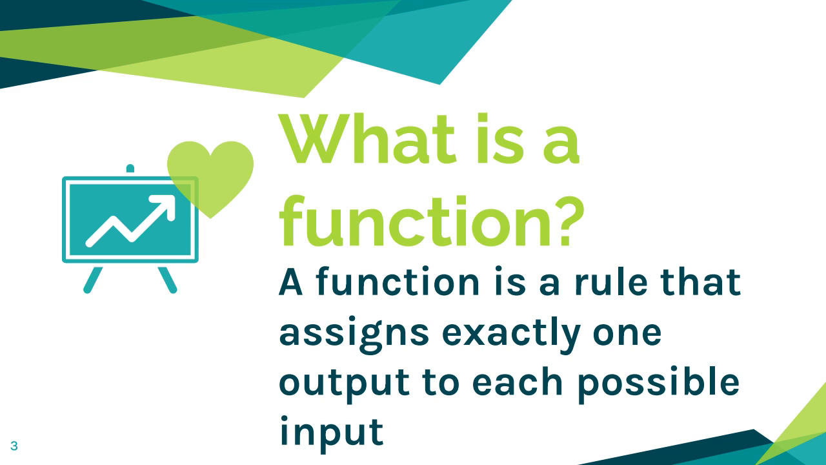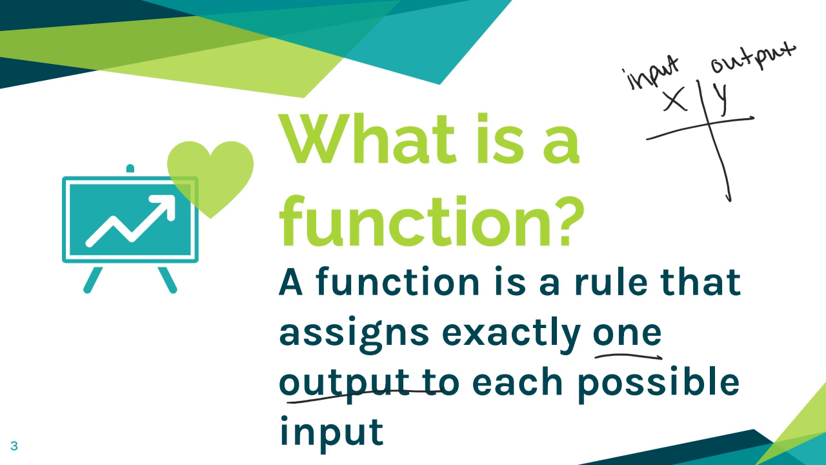A function is a rule that says that there's exactly one output for each possible input. So if you remember X and Y tables, X would be our input and Y would be our output. So for every input, there is exactly one output, meaning that our input numbers cannot be repeated.